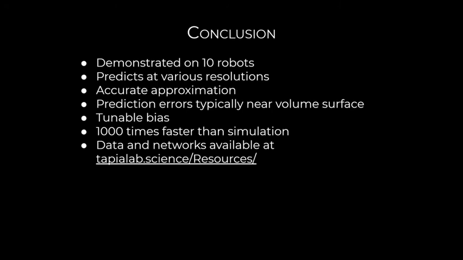With that, I would like to reiterate some of the discoveries we've made during our experiments. We see that the networks are capable of learning the swept volume for multiple robots and at various resolutions. These predictions are fairly accurate, and the error typically occurs near the surface of the swept volume. We've introduced a tunable bias which can be tuned towards overestimation and underestimation of the swept volume, and we've shown that these networks are about 1,000 times faster than generating swept volumes by simulations.